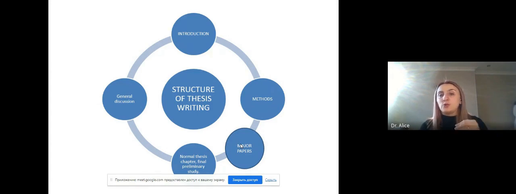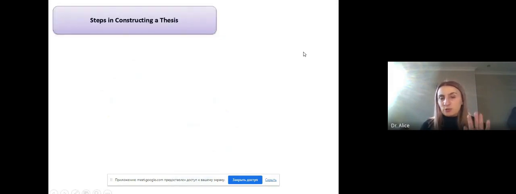After it, you are going to start the first chapter. A little bit later, I will go through the chapters and give all the description to you. And then going to the experimental part, conclusion part, discussion part. Let's go through the steps in order to have more and more detailed information about it. The first one is going to be steps in constructing a thesis. What do you need for it?